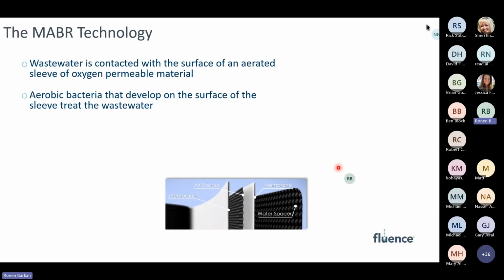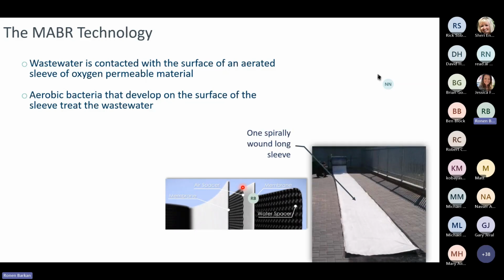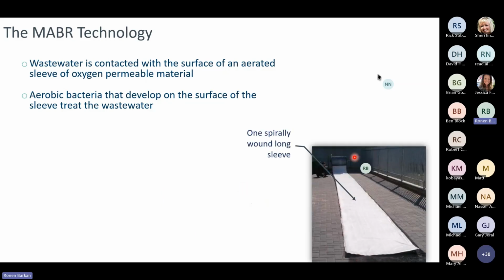In Fluence's MABR configuration, we're using flat sheets, which we create a water sleeve out of. So we create a sandwich of a semi-permeable membrane, another semi-permeable membrane, an air spacer in the middle, and a water spacer outside of that sleeve. We weld the circumference of this sleeve in order to come up with this elongated rectangular sleeve, which is again built with that sandwich I showed before. That sleeve is approximately 875 feet long.